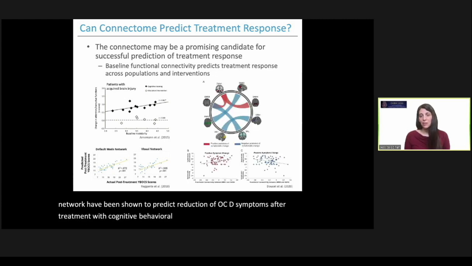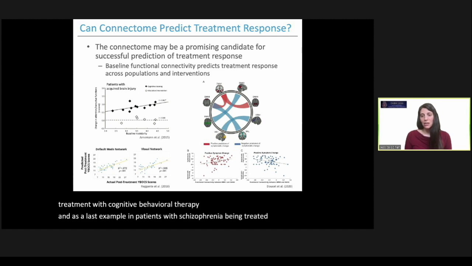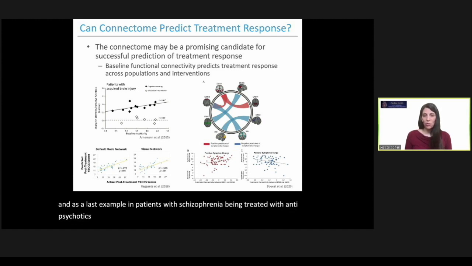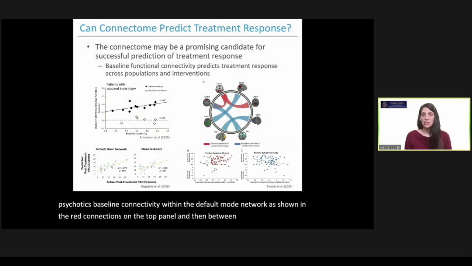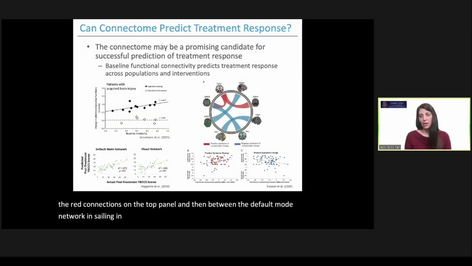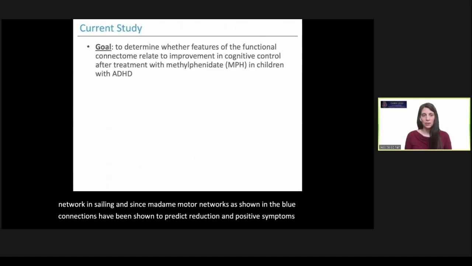And as a last example, in patients with schizophrenia being treated with antipsychotics, baseline connectivity within the default mode network, as shown in the red connections on the top panel, and then between the default mode network and salience and motor networks, as shown in the blue connections, have been shown to predict reduction in positive symptoms of schizophrenia after treatment.